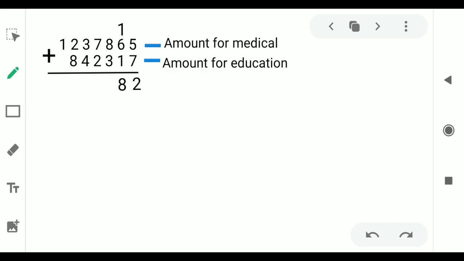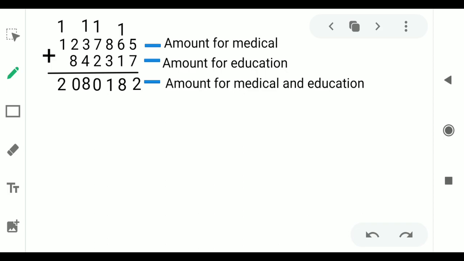8 plus 3, 11. So we write 1 in the hundred place and 1 is carry over in the thousand place. In the thousand place, 7 plus 2, 9. 9 plus 1, 10. So we write 0 and 1 is carry in the 10,000 place. Then in the 10,000 place, 3 plus 4, 7. 7 plus 1, 8. In the lakh place, 2 plus 8, 10. So we write 0 and 1 is carry over in the 10 lakh place. 1 plus 1, 2 in the 10 lakh place. So we get 20,80,182. This is the amount for medical and education.